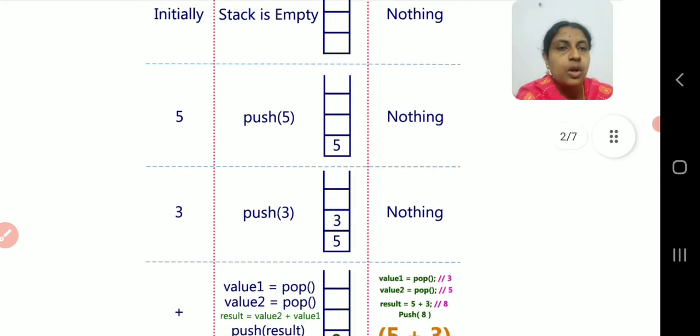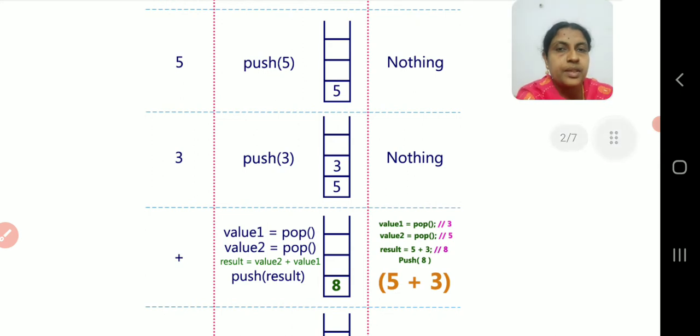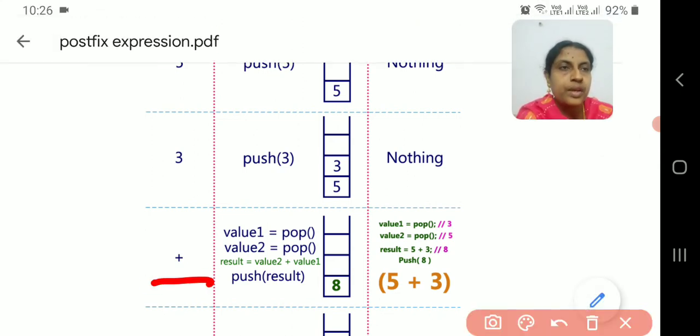Next, when you read, an operator is there. The plus symbol is entering. So as per our algorithm, when any operator is available, you need to pop 2 values and then perform that particular arithmetic operation. So value 1 is going to be 3 because this is the stack concept: last in, first out. So value 3 will be popped first, then value 5 will be popped. And the symbol we use is plus. So we need to do 5 plus 3 equals 8.